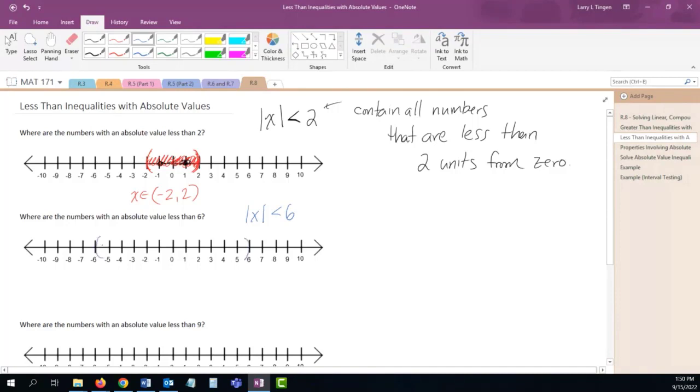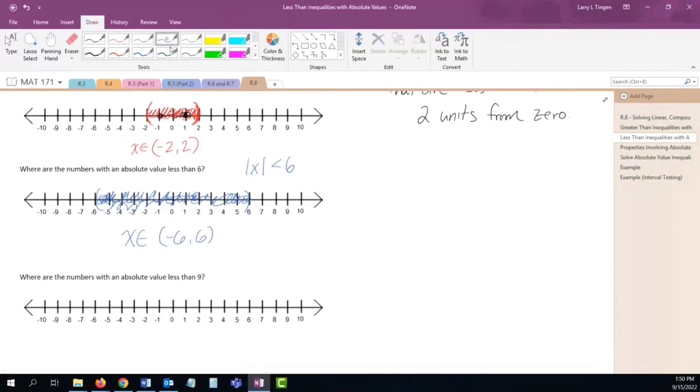Same thing. Here's 6, here's negative 6. As long as I remain between those two numbers, I satisfy the absolute value, right? So this is everything from negative 6 to 6. And then lastly, we'll do it again for 9. That's absolute value of x less than 9. 9 to negative 9, or negative 9 to 9, and then everything in between.